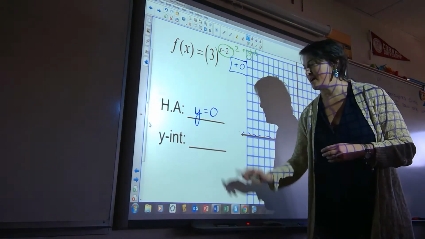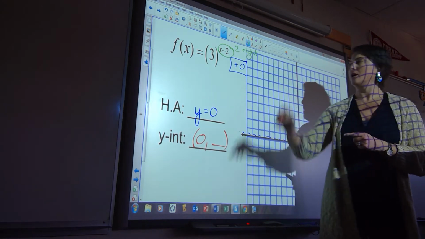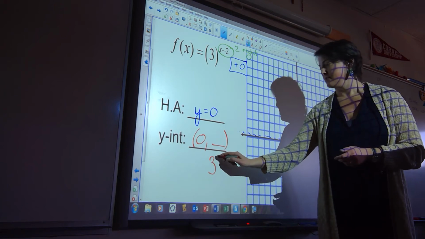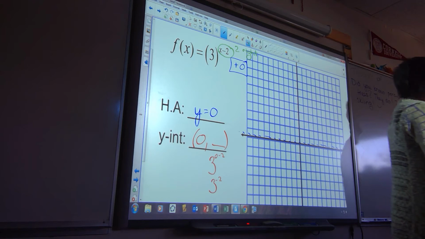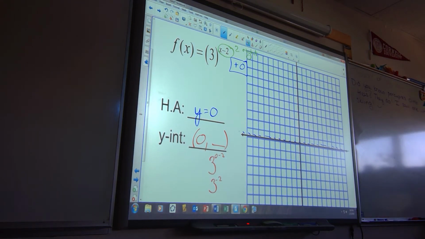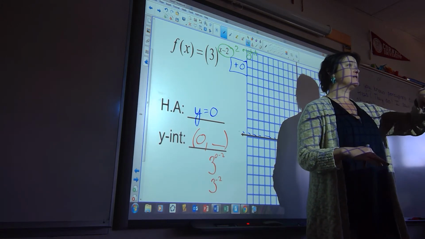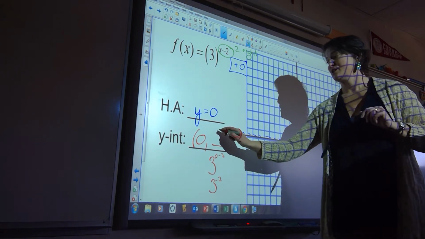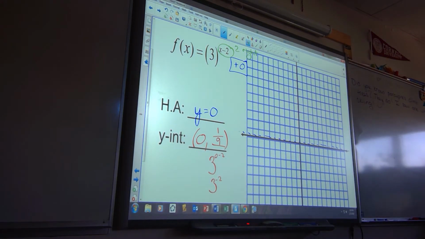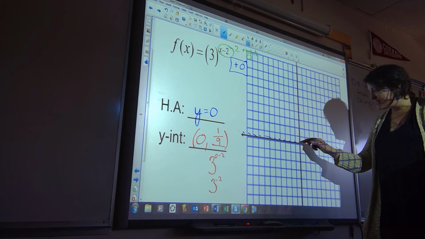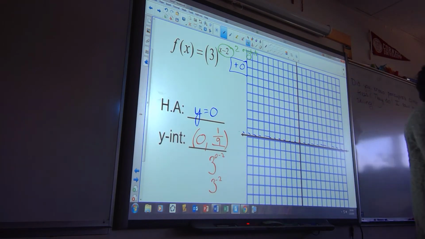My y-intercept, I kind of need to calculate this. If I plug in a 0, I'm going to get 3 to the 0 minus 2, so 3 to the negative 2. Now I'll have to remember our exponent rules. 3 to the negative 2 is a 3 getting squared and flipped. So 1 over 9. When you go to plot that, just do your best. Just put it really close to 0.